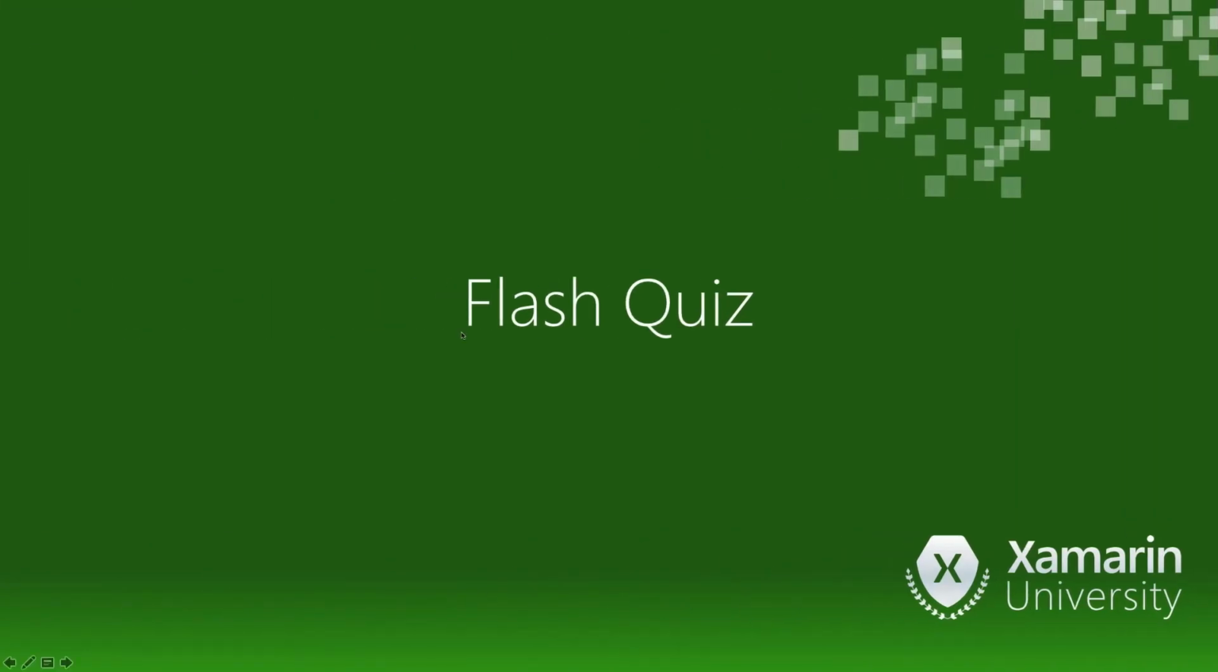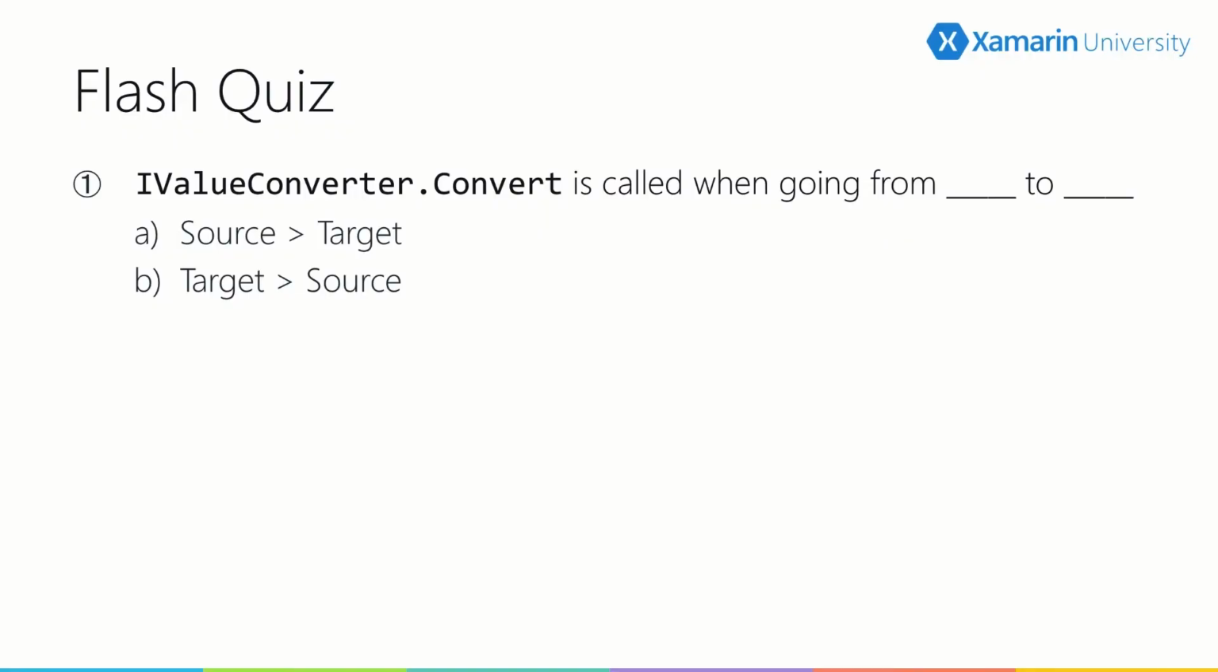That brings us back to the slides, and we have one last flash quiz here. Again, I'll read out the question, and then you have about 10 seconds to answer it. Number 1. The Convert method of IValueConverter is called when going from where to where? A, from the source to the target, or B, from the target to the source? That would be A, when going from the source to the target. And remember, our source can be anything. The source can be a model object, can also be a UI element. Whenever it's going from the source to the target, it will route the call through the converter.